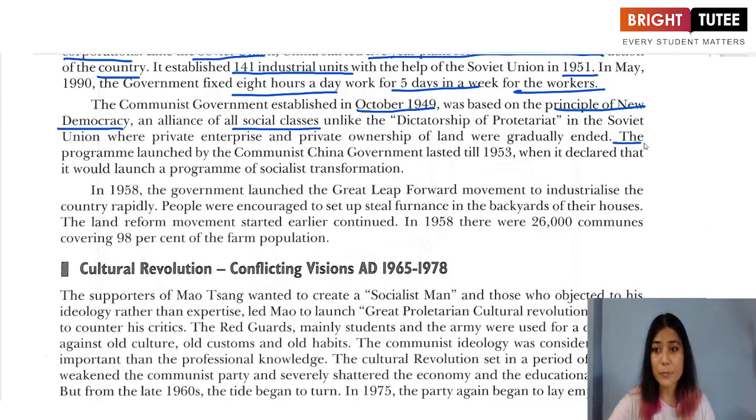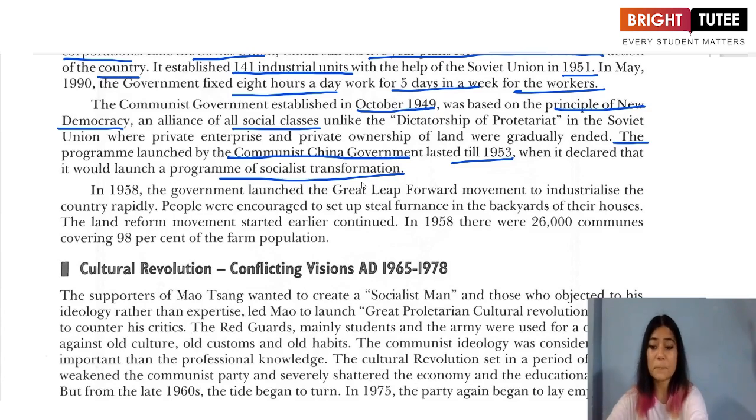Now, the programs which we already learned about, launched by the communist government in China for the economy's development and growth, lasted till 1953, when it declared that it would launch a program of socialist transformation. So in 1953, the government announced that now the programs that the government would launch for the improvement and for the development of the nation would be the program of socialist transformation.